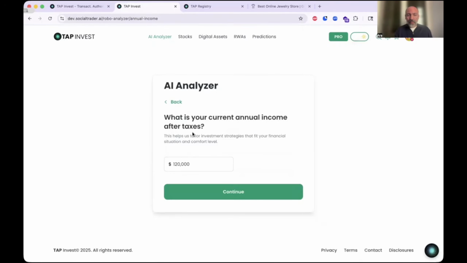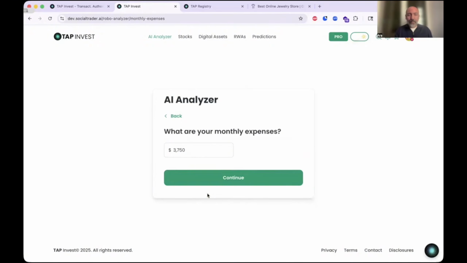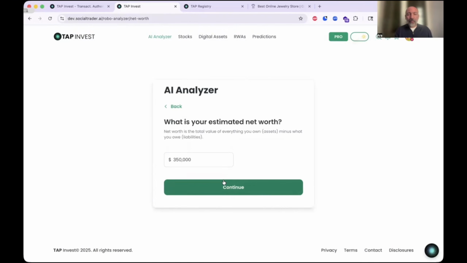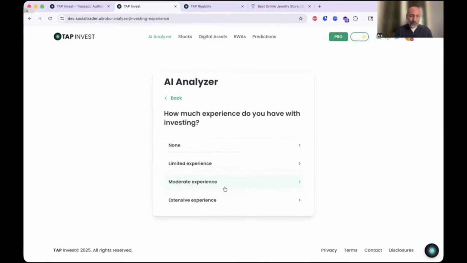One of the next questions it'll ask is, what is your annual income? Since I've already ran the analyzer, these values are already here for me, so I don't have to retype them in. So I'll hit continue. What are your monthly expenses? We'll hit continue again. And then what is your estimated net worth? Estimated net worth is basically everything you own, all of your assets, minus what you owe, all of your liabilities. And the delta between that is your net worth. So in this case, we'll hit continue.